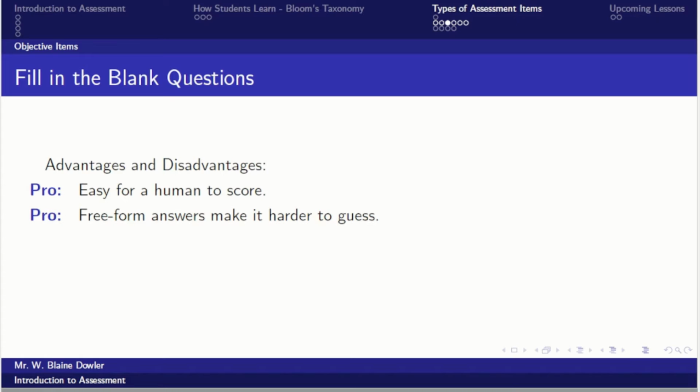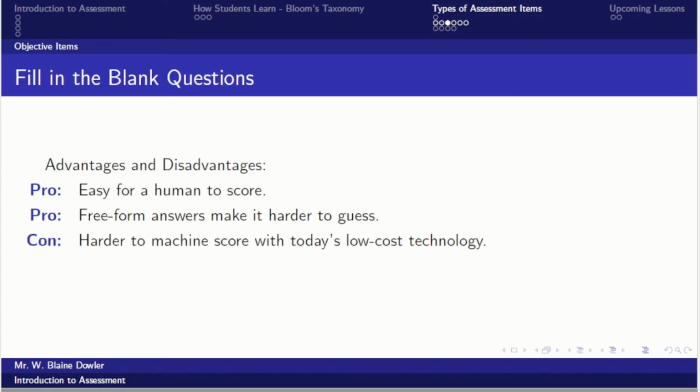Now, if you give them a list of words to pick from, it's really more matching than fill in the blank. If you just say fill in these blanks with no vocabulary list and the students just have to know how to fill it in based on the content, then you have a lot more to pick from, and it becomes much more difficult to randomly guess the correct answer.